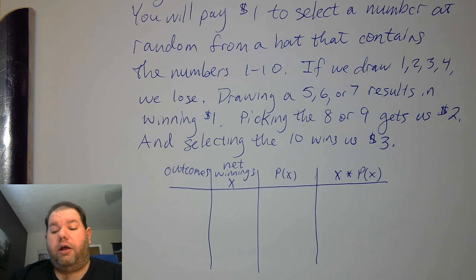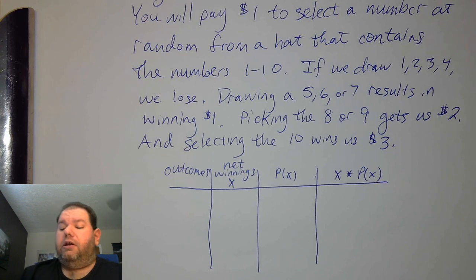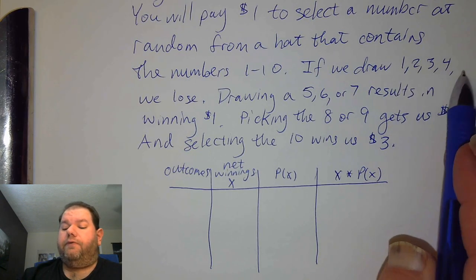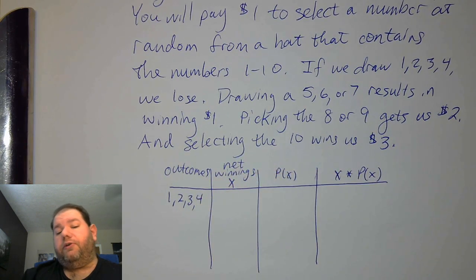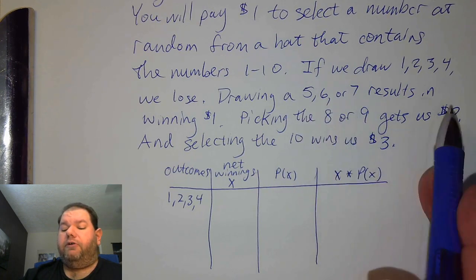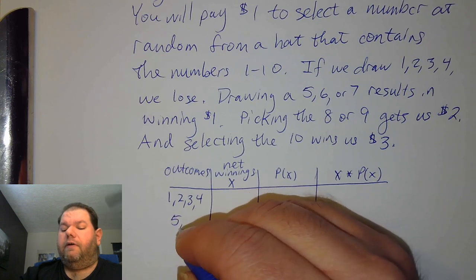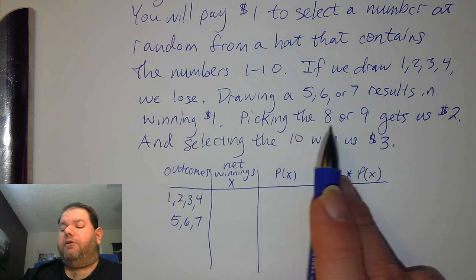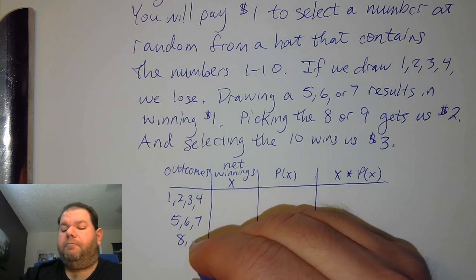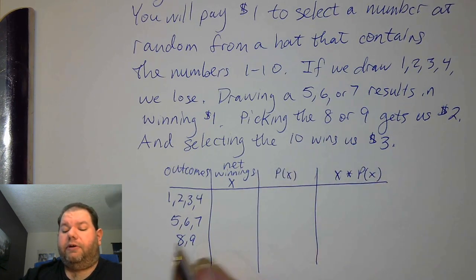So we will pay $1 to select a number at random from a hat that contains the numbers 1 through 10. If we draw 1, 2, 3, or 4, we lose. So that's one set of outcomes if we draw the 1, 2, 3, or 4. If we draw a 5, 6, or 7, we win $1. 5, 6, and 7 is a second set of outcomes. And we can go ahead and group those together because they all have identical outcomes in this case. 8 or 9 gets us a different outcome. And 10 also gets us a different outcome.